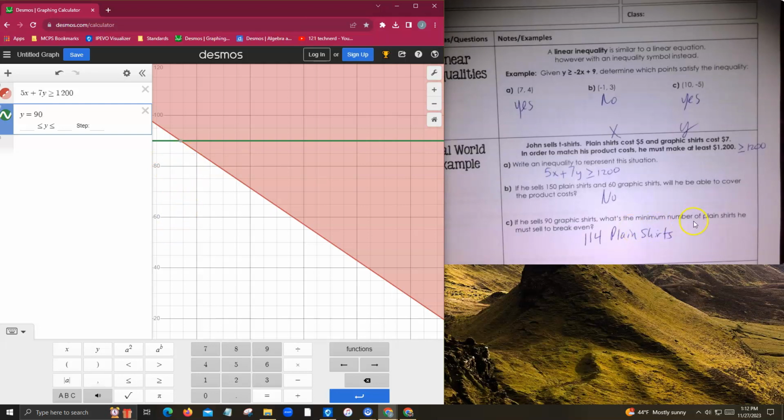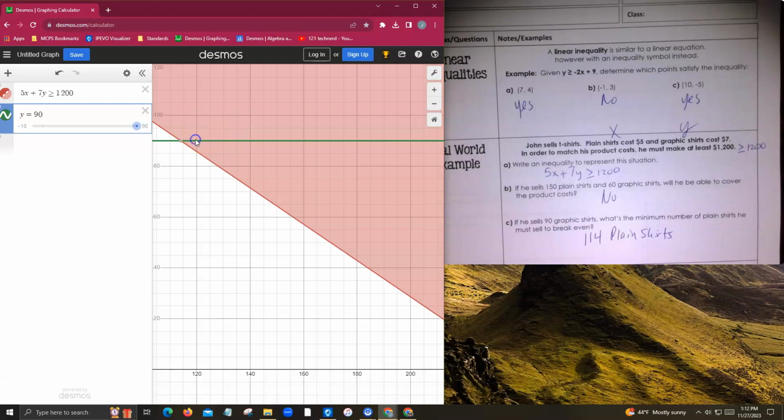So that's the minimum number of shirts right there. That's what it is, the break even point. Anything above that, notice anything in the red. If I click here, it's anything above.